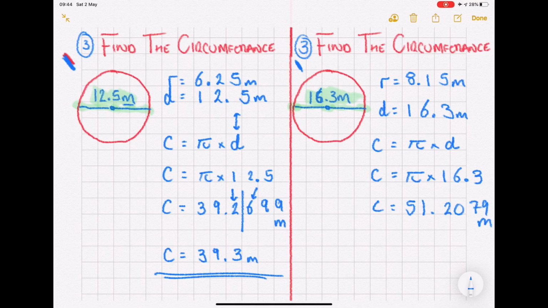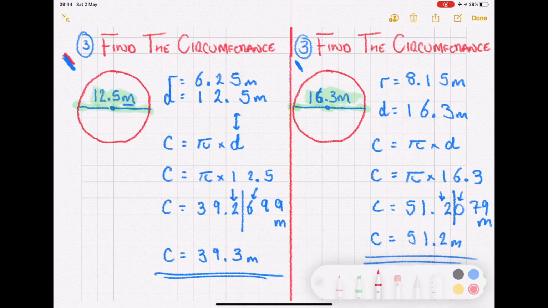Okay, let's do it to one decimal place. So we cut it off there and we see if this number is 5 or larger. It isn't, so we keep this number the same. So our final circumference to one decimal place is 51.2 metres. And that's your final answer. If you got that, fantastic. Well done. Give yourself some ticks like that.